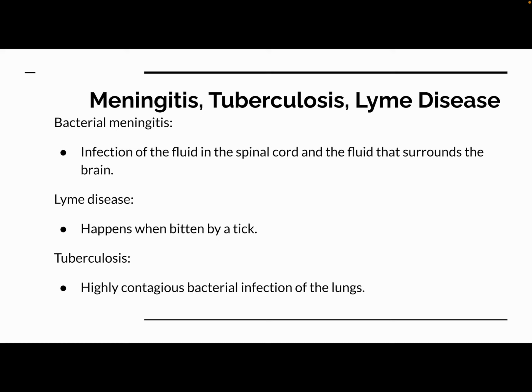Bacterial meningitis is an infection that causes inflammation in the spinal cord and the fluid that surrounds the brain. Lyme disease happens when you are bitten by a tick. Tuberculosis is a highly contagious bacterial infection of the lungs.